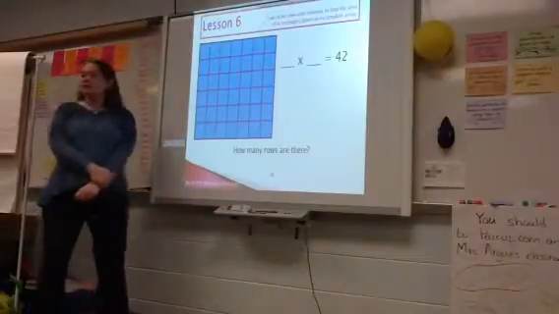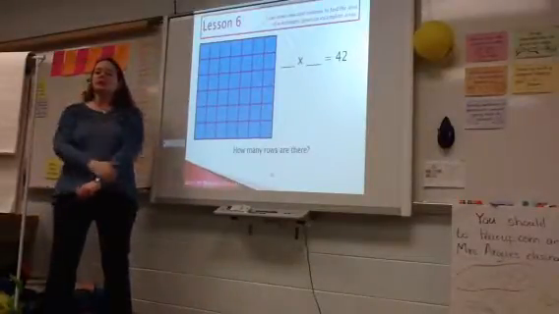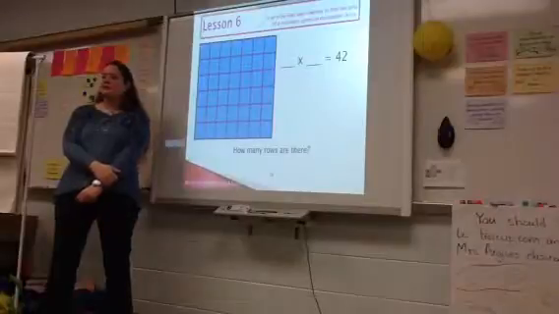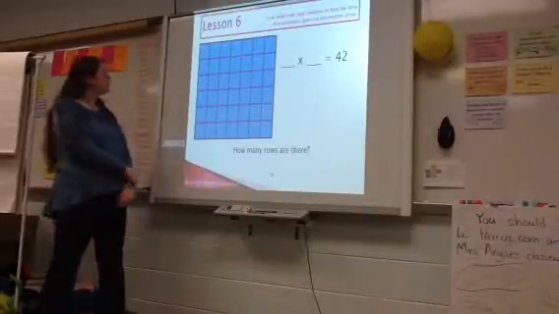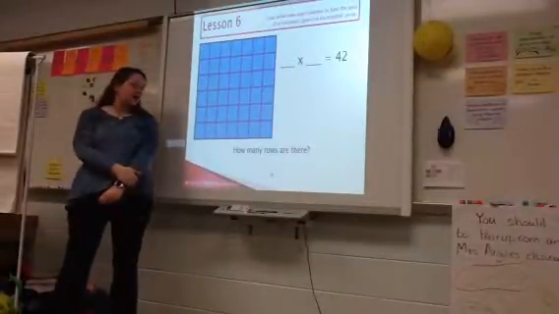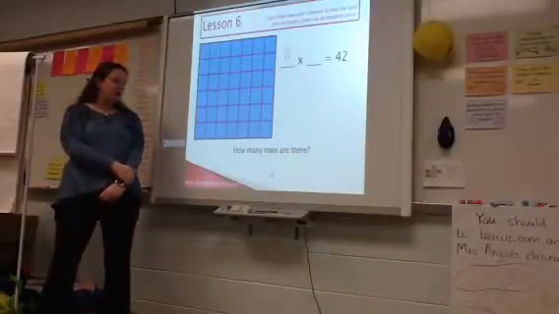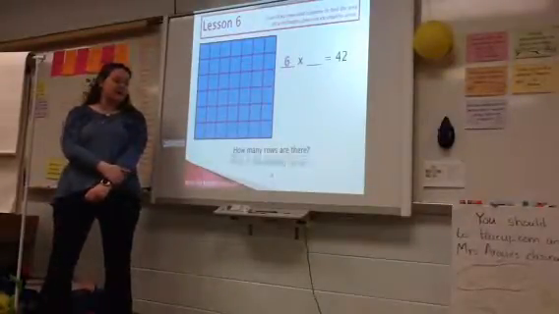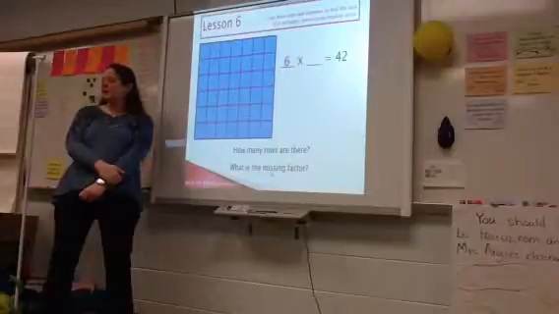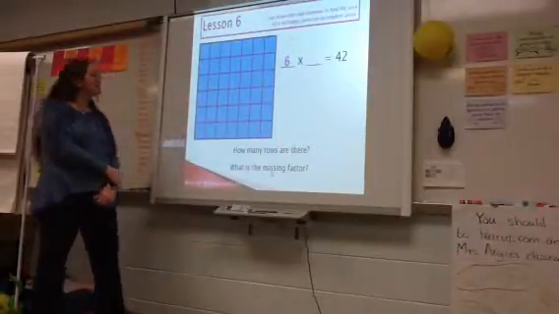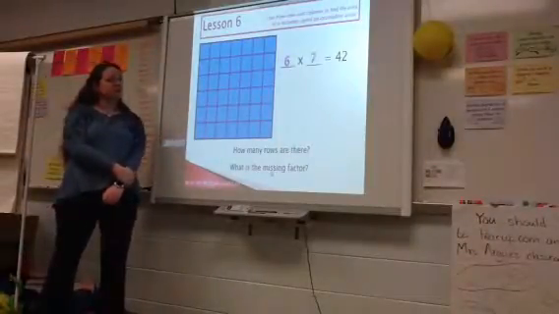How many rows are there? Listen to the keyword. How many rows are there? Taylor. There are 6 rows. How many columns are there? What is the missing factor? The missing factor, Tara? There are 7 columns.